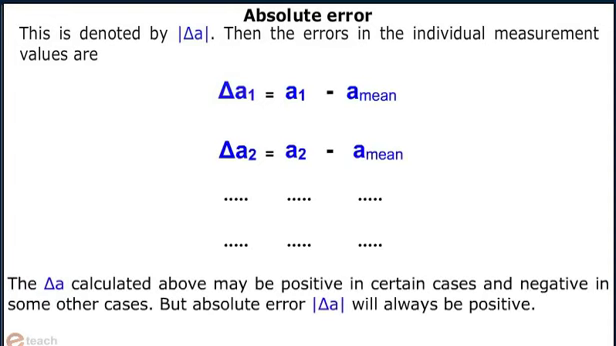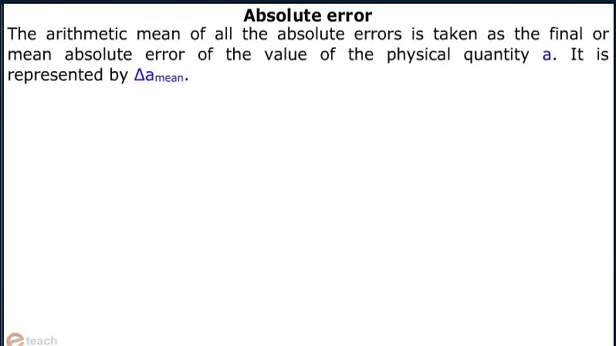The delta a calculated above may be positive in certain cases and negative in others, but absolute error, mod of delta a, will always be positive. The arithmetic mean of all the absolute errors is taken as the final or mean absolute error of the value of the physical quantity a. It is represented by delta a mean.